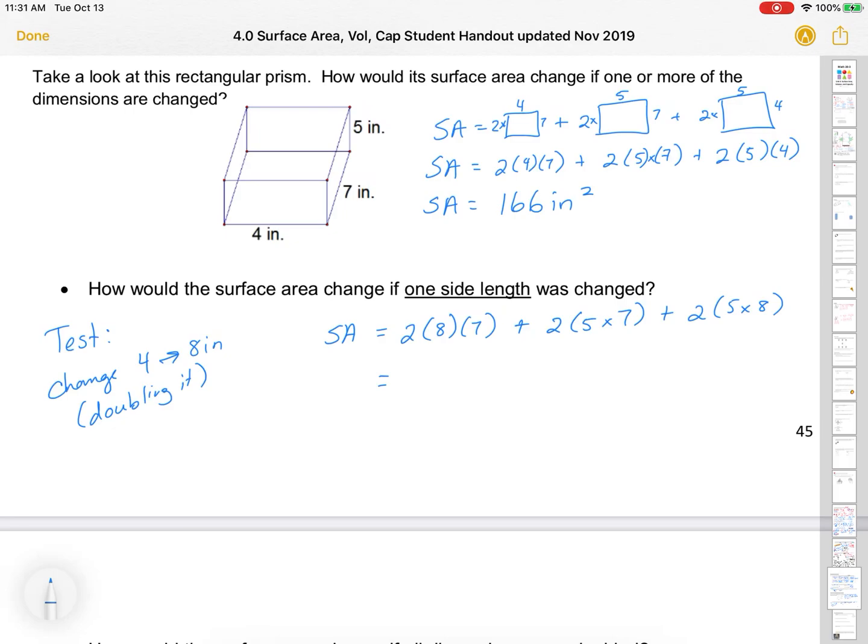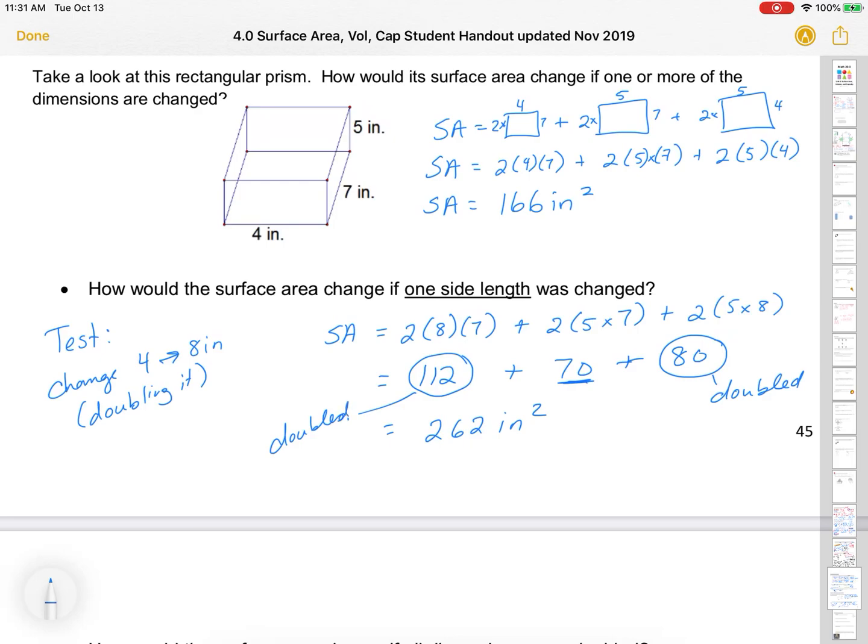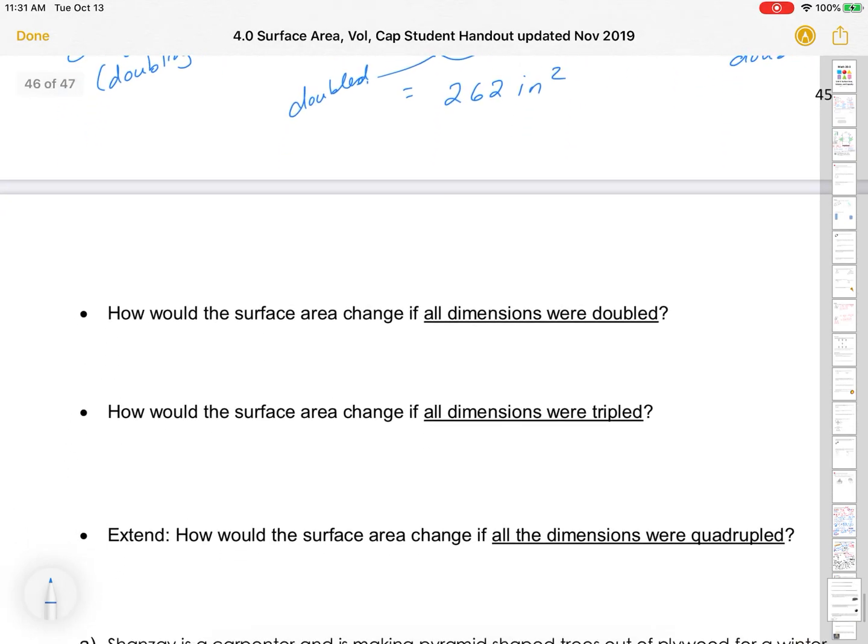So when we multiply those through, we'll get 112. This will stay the same, 70. And this will change to 80. So basically the 112 and the 80 doubled. So we get 262 inches squared. So obviously it's going to increase, but it's not a predictable increase. We know that this one and this one doubled, but the middle one stayed the same.